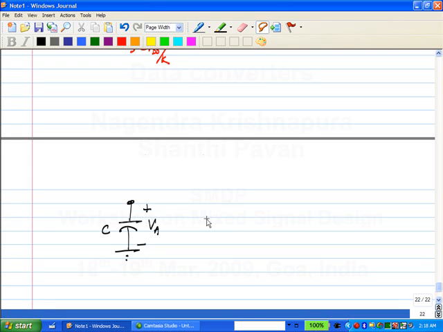And one way of doing this is the following. If VA is greater than 0, I will push current into this node. If VA is smaller than 0, I will remove current from this node. If I push current into this node, what happens to the potential of this node? It will go on increasing. Eventually what will happen?